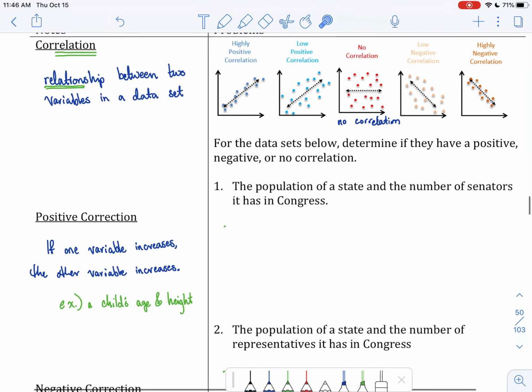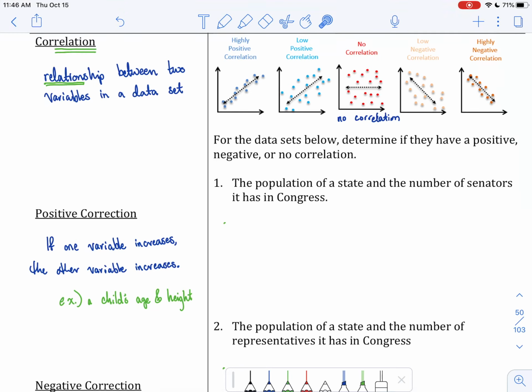We also might say low or high correlation. If they have high correlation, positive or negative, it means that they are closely grouped. They follow a pattern very closely, versus low correlation, which is where they have a relationship, but they're very loosely grouped.